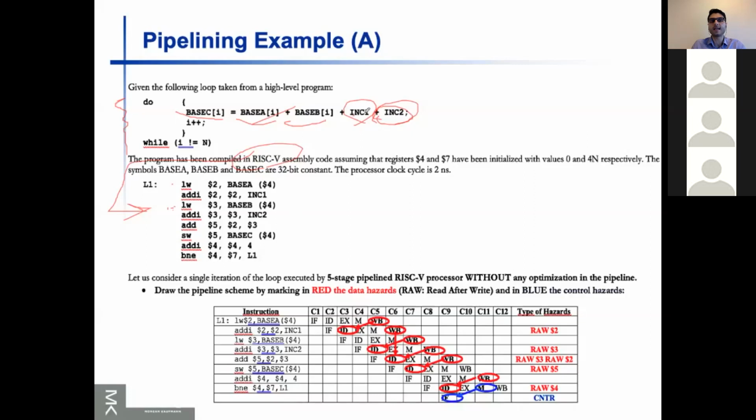And then the outcome of the add of the first one with increment 1 and then base B with increment 2 would be added together. And you're going to come up with the final one, which is the store. And then you're going to add I, the incrementor I, and then you're going to decide. We're going to go on the branch if not equal of the I and 10.